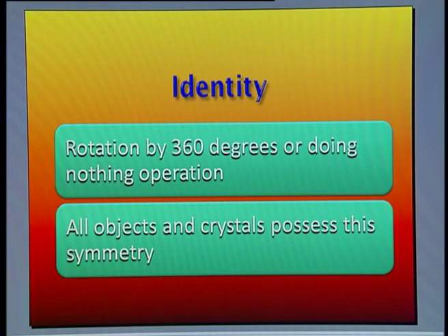Identity, all objects possess this particular symmetry. Identity means rotation by 360 degrees or doing nothing operation. Any object you take, if I rotate by 360 degrees, it remains the same. Then you may ask, why should we have this particular symmetry at all? For mathematical calculation, and for defining the point groups also, we take the help of this symmetry operation, which is called the identity symmetry operation. So, these are the 5 different point symmetry operations that you have.